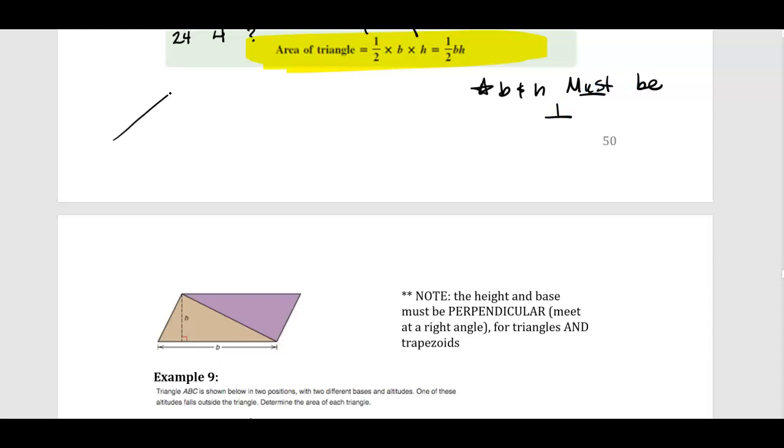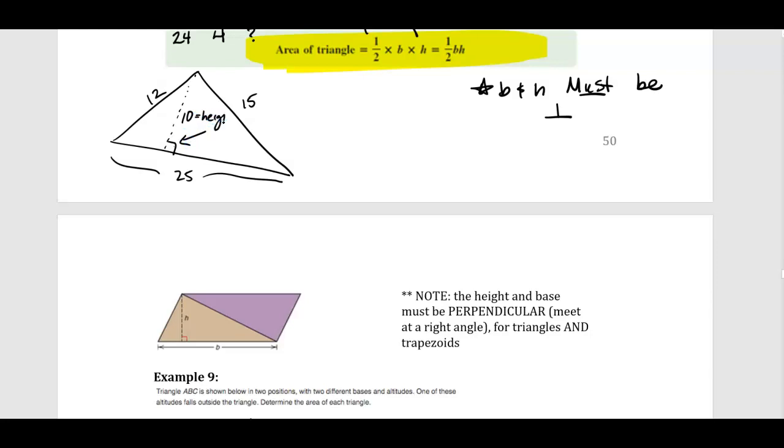So let's say I have a triangle that looks like this, okay? And maybe it's labeled like this. So maybe that's 10, I don't know, that's 12. I'm making up all of these numbers, and this is 25, okay? You've got more than you need. What you want to eyeball is, okay, where is that right angle? That means 10 must be the height, and 25 must be the base.